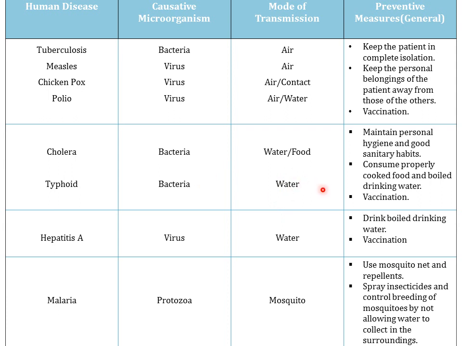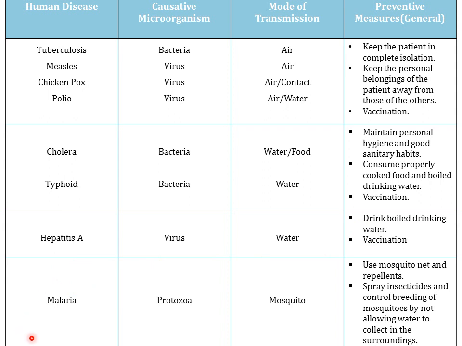Now how can we prevent cholera and typhoid? We should maintain personal hygiene and good sanitary habits like washing your hands and all. We should consume properly cooked food and boil drinking water. And through vaccination also we could prevent these diseases. Next we'll see about hepatitis A. It is caused by a microorganism virus. It is transmitted through water. How can we prevent hepatitis A? By drinking boiled water and through the process of vaccination.